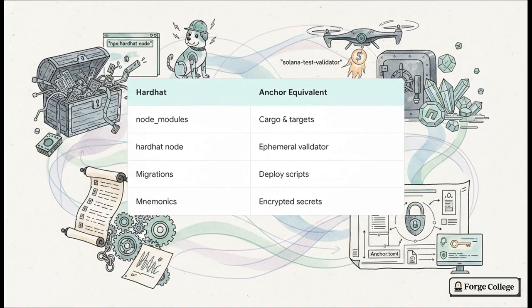In Hardhat, you'd normally cache your node_modules. In Anchor, as we just discussed, you're going to cache your cargo registry and target directories. Where you used to spin up an npx Hardhat node for testing, you now launch an ephemeral Solana test validator. For deterministic migrations, instead of relying on those sequential script files, you'll use explicit Anchor deploy scripts with pinned anchor.toml configurations and program keys. And finally, instead of hiding a seed phrase mnemonic as a secret, you store the specific key pair JSON files as encrypted CI secrets. See? The underlying logic is exactly the same. It's really just the syntax and the tools that have changed.